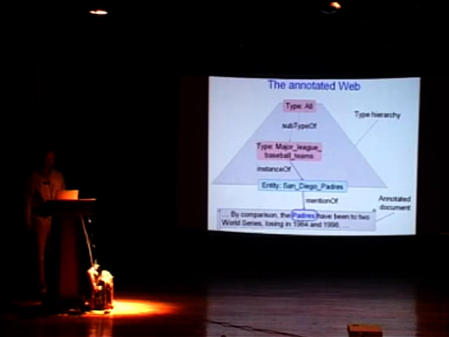All right. So just to repeat, our view of the annotated web is that we have a bunch of types under the subtype of relationship, and then types have entities, like Major League Baseball teams has this particular baseball club called San Diego Padres, and then those are mentioned in web documents like, by comparison, the Padres have been to 2 World Series, losing in 1984 and 1990. That's an annotated document.